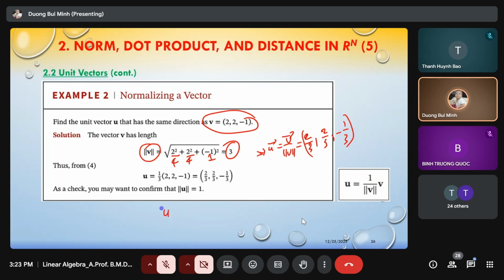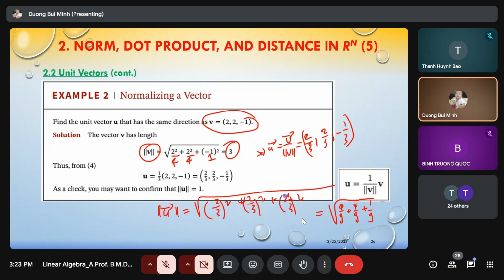Now you can check. The norm of u is the square root of 2 over 3 squared plus 2 over 3 squared plus 1 over 3 squared. You get 4 over 9, 4 over 9, and 1 over 9. So you get 9 over 9, you get 1. Okay, very easy.